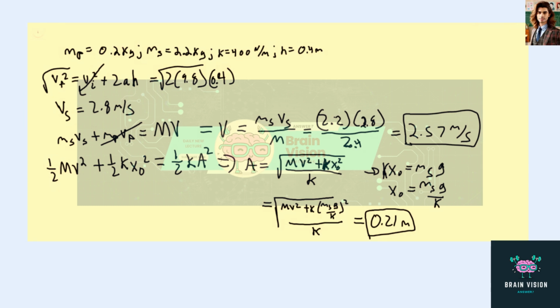And then finally, for part C, I'm just going to put it over here. We know that the period is 2 pi square root of m over k. If we plug in the total mass 2.4 for M and 400 for K, we get 0.49 seconds.